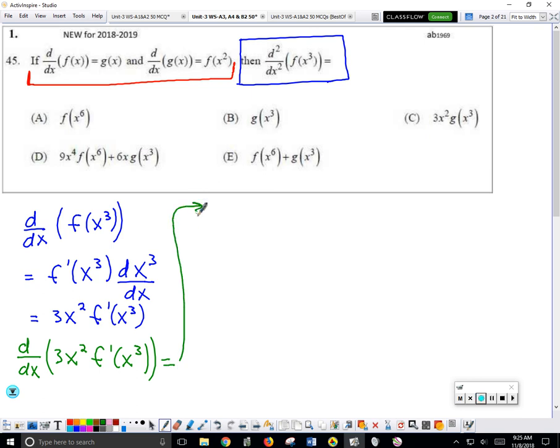So I take the second, f prime of x cubed, multiplied by the derivative of the first, plus the first, multiplied by the derivative of the second. Questions? I'll let you take it. Yep.